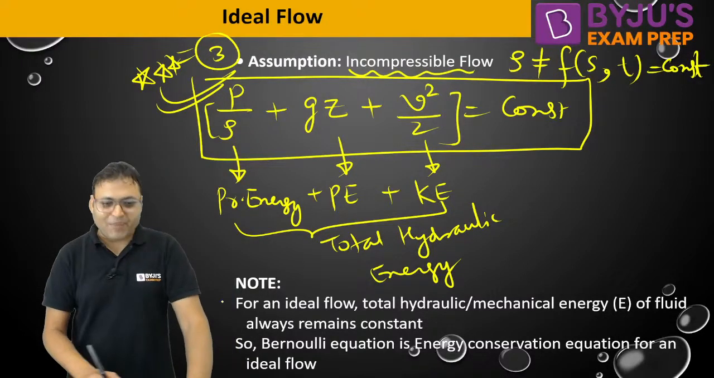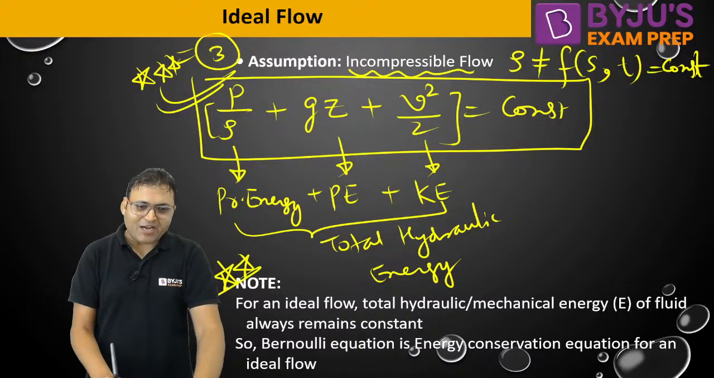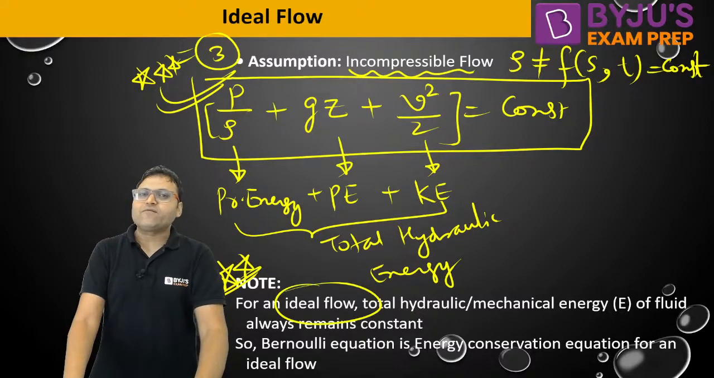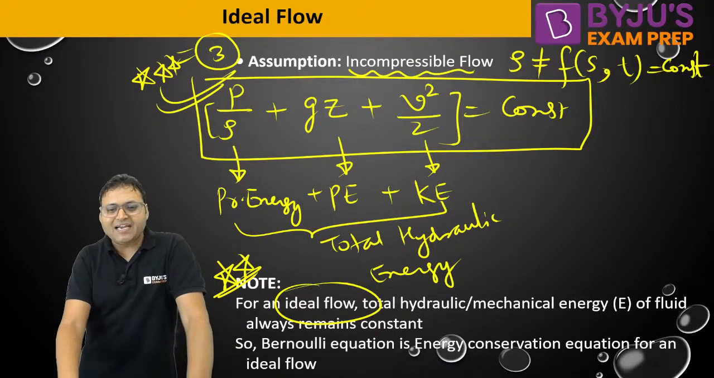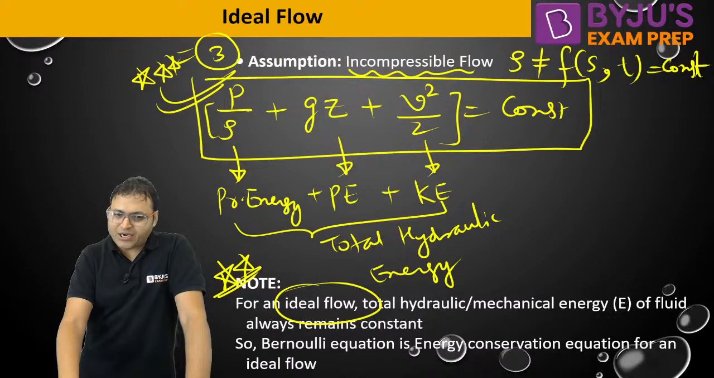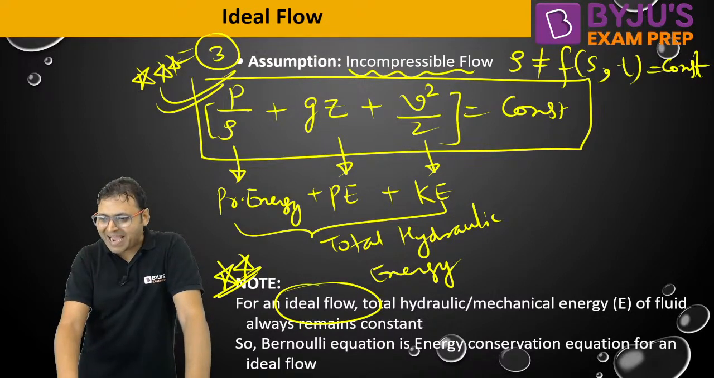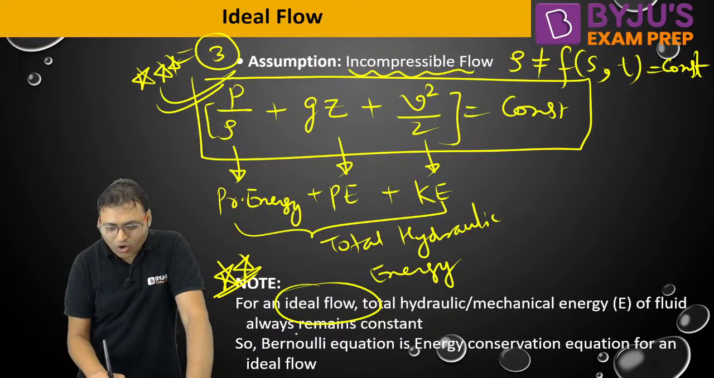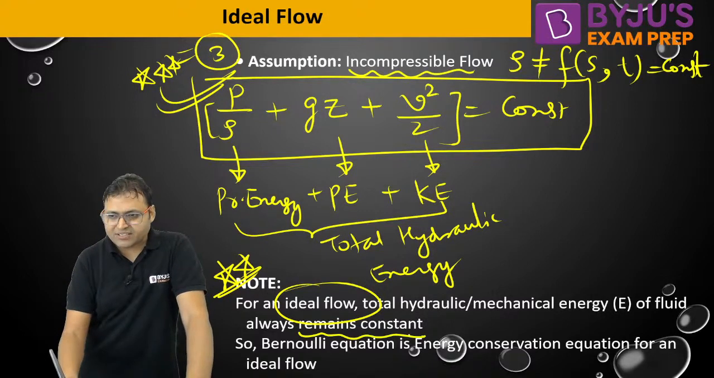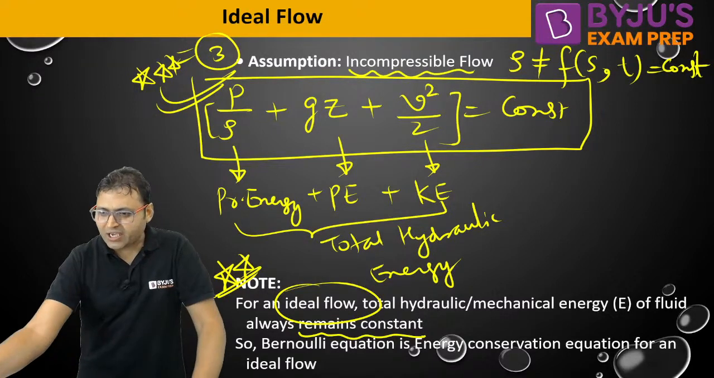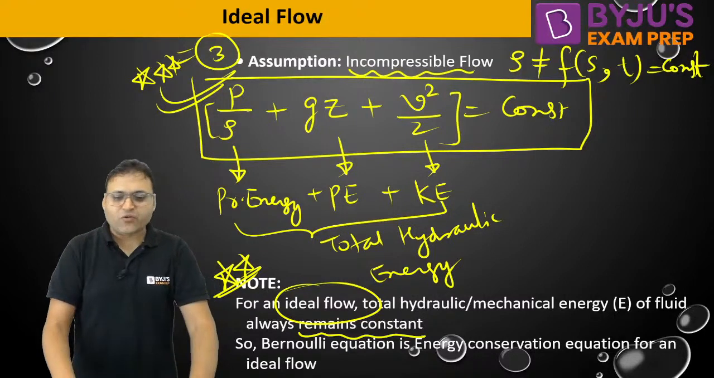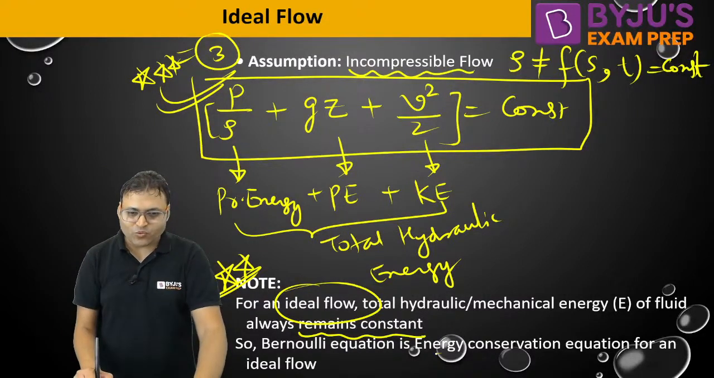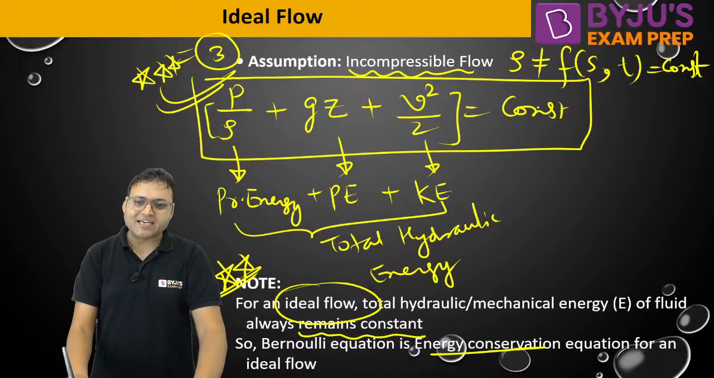So the Bernoulli equation is applied to the ideal flow. Ideal flow is the flow which is non-viscous, steady and incompressible. For an ideal flow, the total hydraulic or the total mechanical energy of the fluid always remains constant. So the Bernoulli equation is nothing but the energy conservation equation for an ideal flow. This equation is called the energy conservation equation.